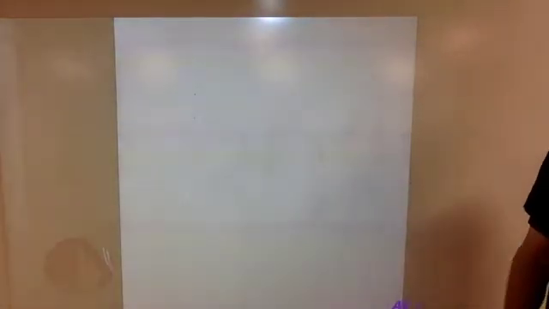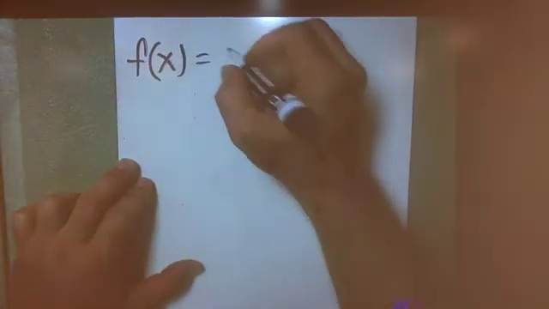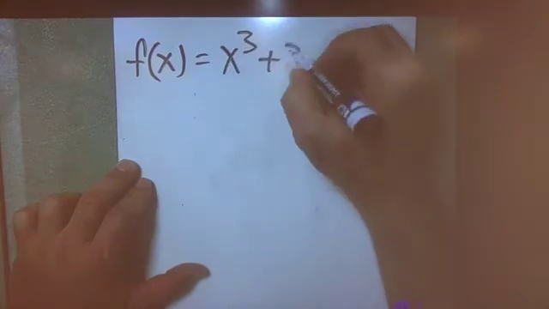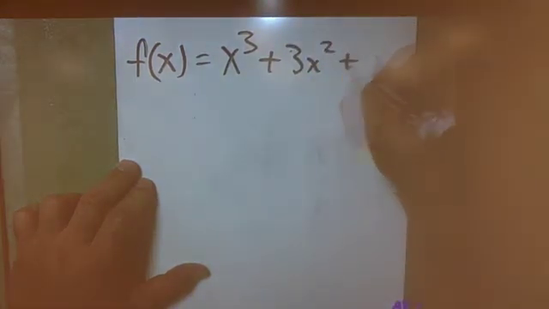Well, there's two of them. One of them is a table. So let me make up a function here for you. F of x is equal to x to the third plus 3x squared plus 5.